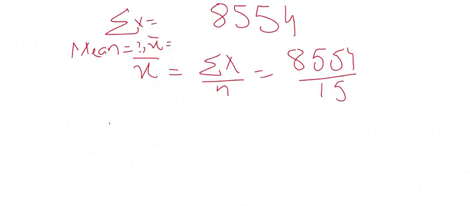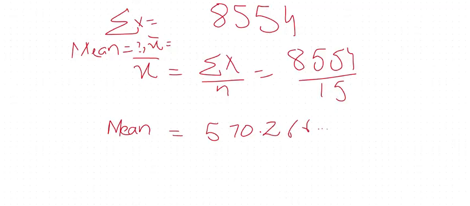the mean is approximately 570.266. We round to two decimal places for currency. The mean monthly premium, x bar, equals R570.27. This is the required answer for 1.1.